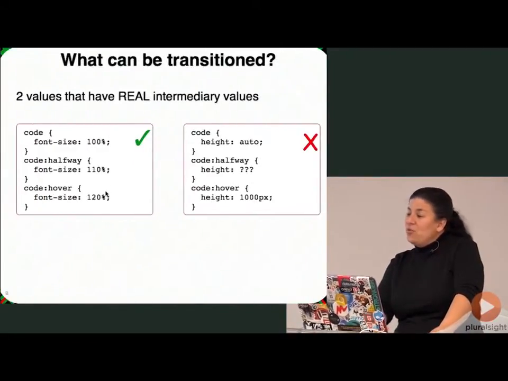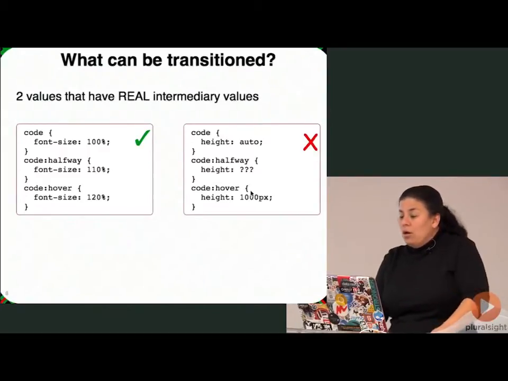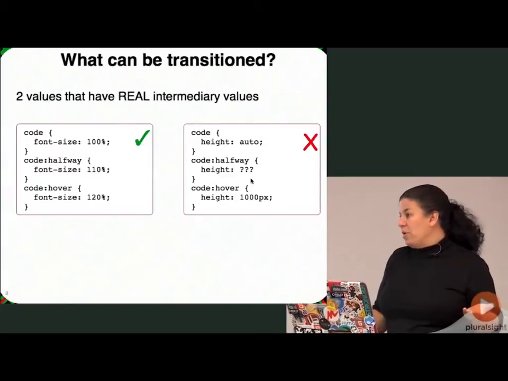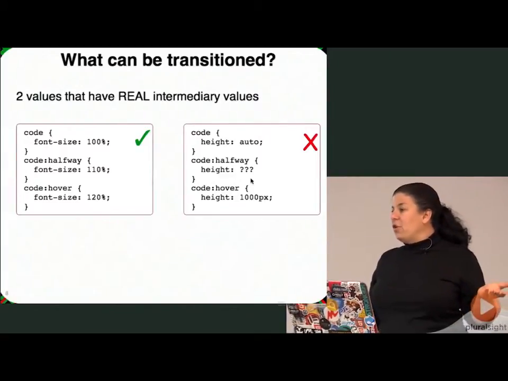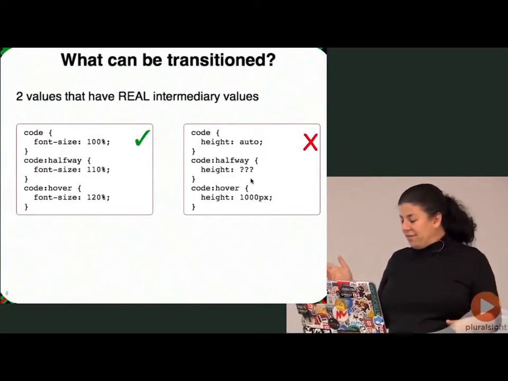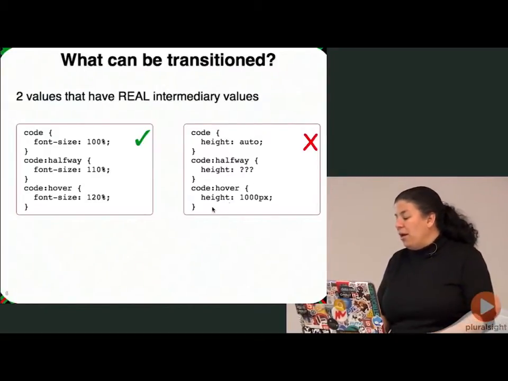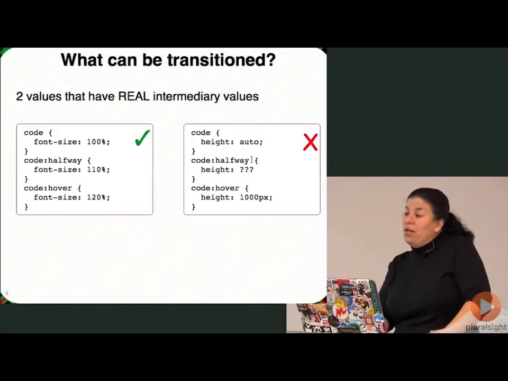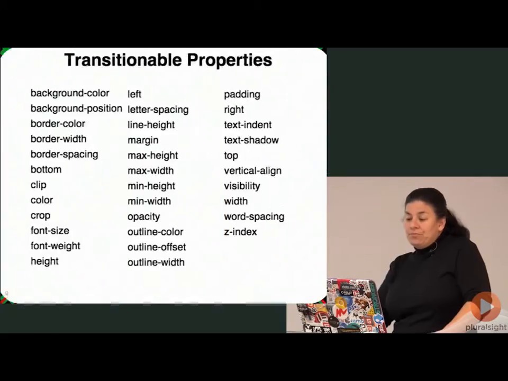Font size 100% to 120, midpoint is 110. Height auto to height 1000, there is no midpoint. So a good solution for this would be min height 0. So that would be auto, right? If a minimum height of 0, if it needs to take 40 pixels, it'll take 40 pixels. So that is the same thing. And min height 1000, it'll grow to 1000. So you can just use min height instead of height, and you're all good. You just can't use the key term auto.